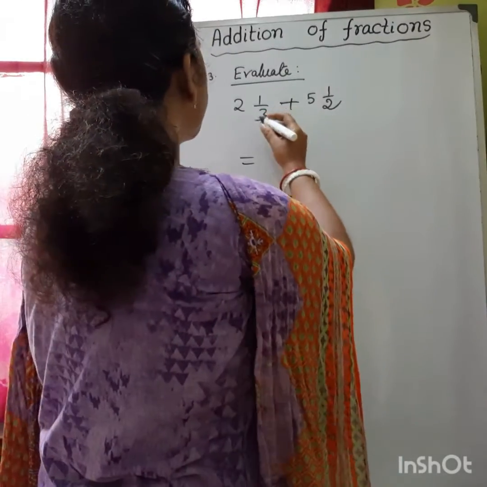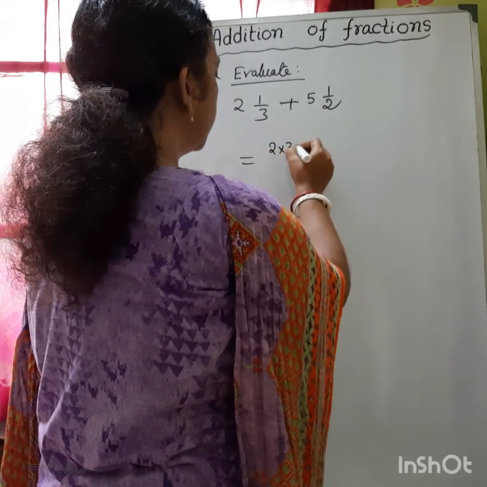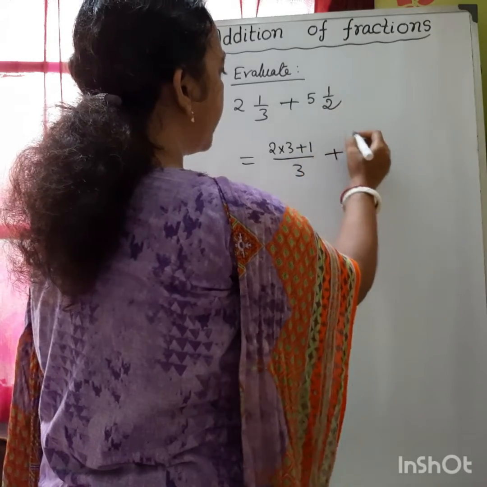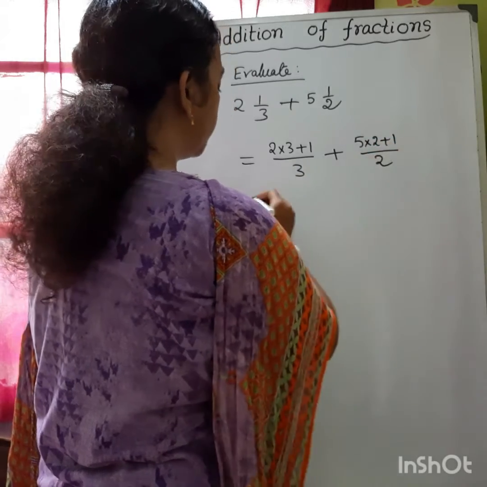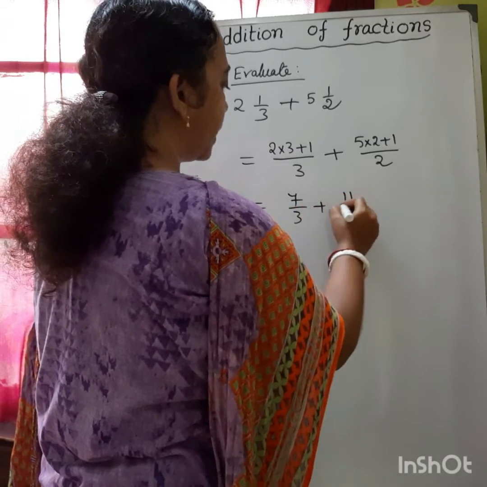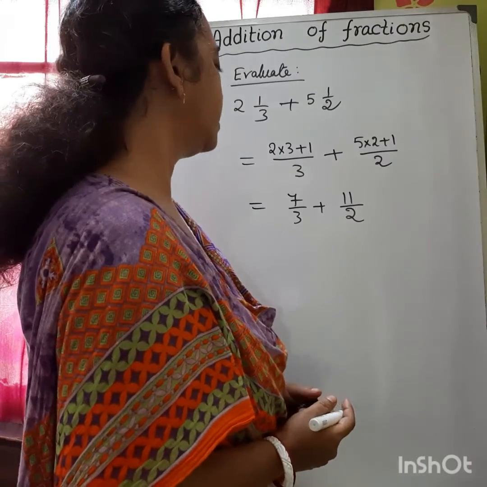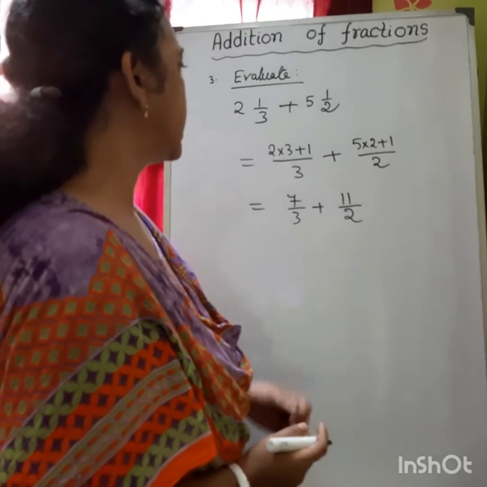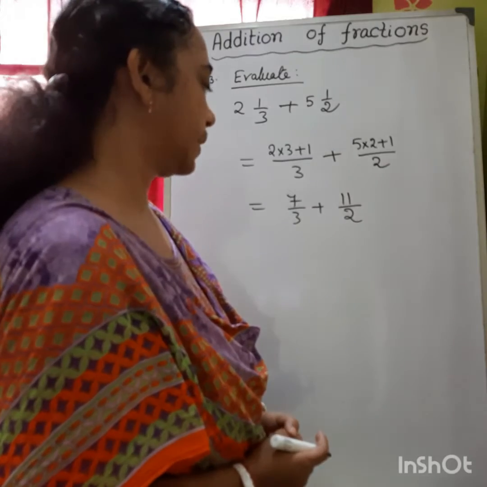So this will come 2 3s are 6 plus 1. That means 2 multiplied by 3 plus 1, divided by 3, plus 2 5s are 10 plus 1, that divided by 2. So here we are getting 6 plus 1, that is 7 by 3 plus 11 by 2. So both the mixed fractions here we converted into improper fractions, that is 2 whole of 1 by 3 becomes 7 by 3 and 5 whole of 1 by 2 becomes 11 by 2.